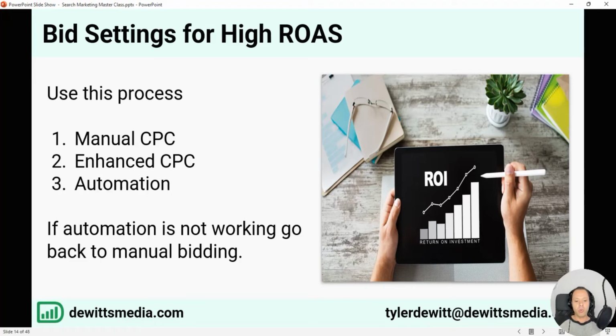And if automation is not working, you can always go back to manual bidding. Some people like manual bidding. If you only got like 50, 100 products, then go back to manual bidding. If you want to sit there and manually optimize them, go for it.